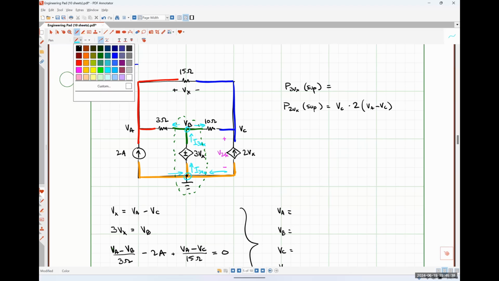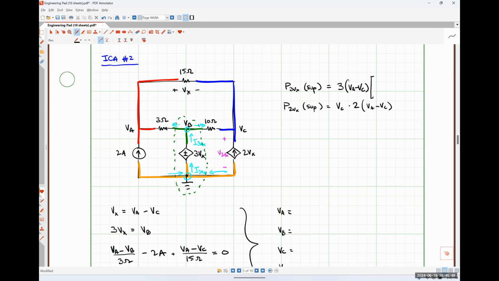So our voltage is 3Vx, so that's just going to be 3 times VA minus VC. So what's the current flowing to the left through the 3 ohm resistor? The VB minus VA over the 3 ohm. So VB minus VA over 3 ohms, absolutely right. And what's the current flowing to the right through the 10 ohm resistor? VB minus VC over 10 ohms. Absolutely. So those are our two powers that we're interested in.